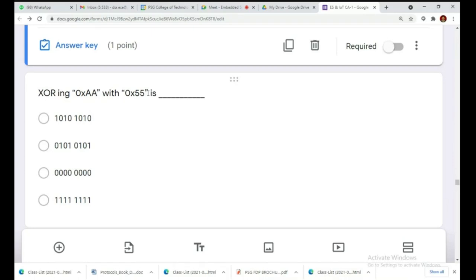So AA means 1010 1010, 55 means 0101 0101. Find the similarity bit by bit: 1 and 0, 0 and 1, 1 and 0, and so on. There won't be any similarity with any of the bits, so the output is all 1s. So FF is the right answer, that is 1111 1111. When you XOR AA and 55, the right answer is 1111 1111.